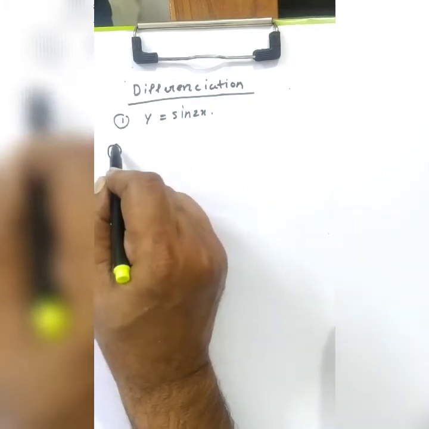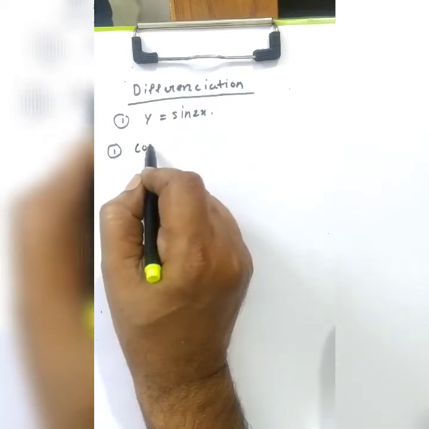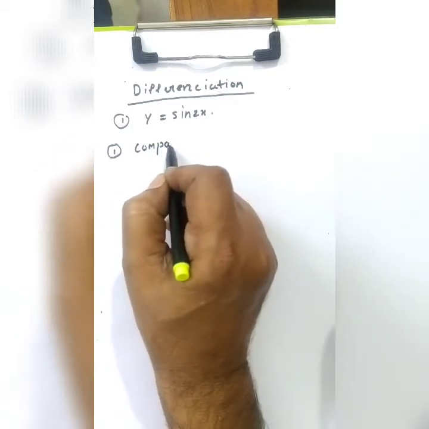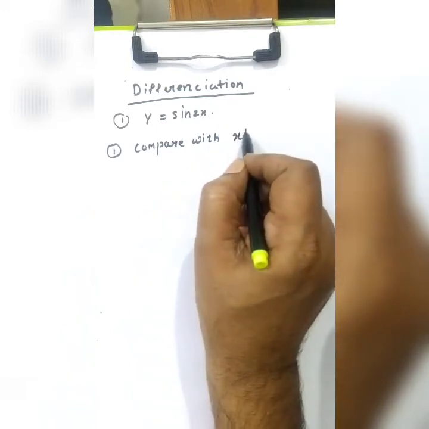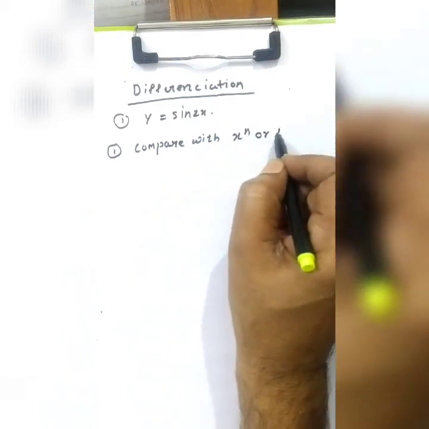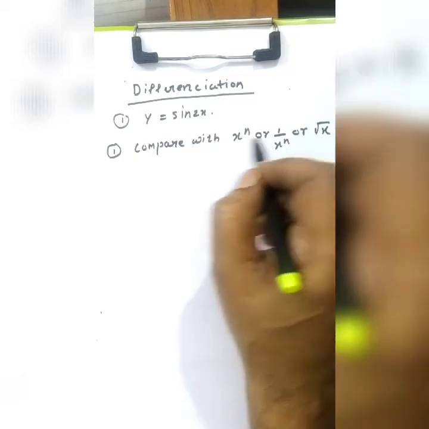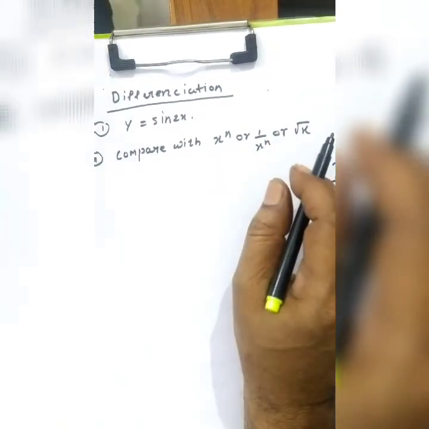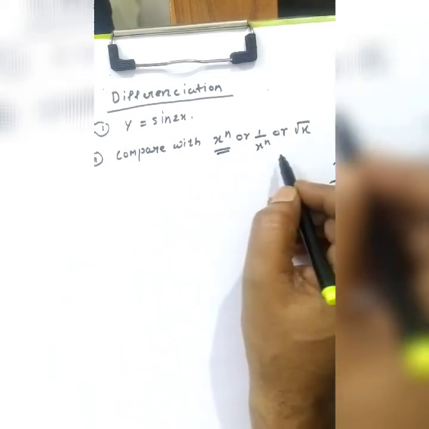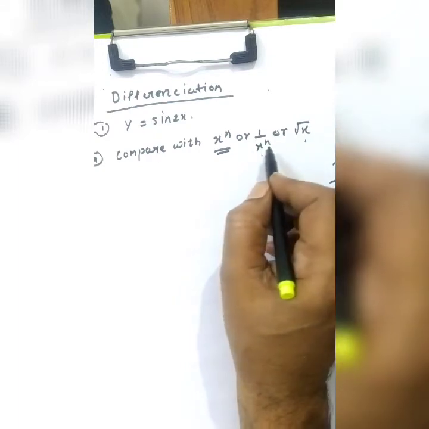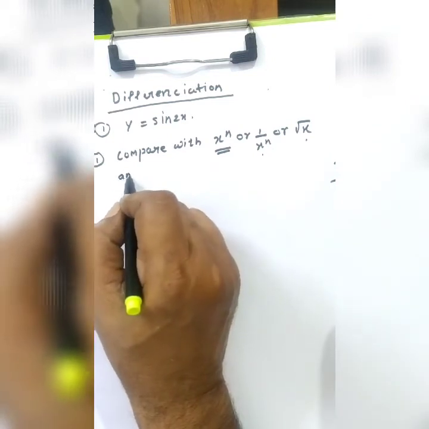First step is, if it is a composite function, your first step will be to compare with x raised to n, or 1 upon x raised to n, or root x. Your given sum will be in one of these three forms: either x raised to n, or 1 upon x raised to n, or root x. I will show you with an example how it will be compared with these three forms, and write the derivative.